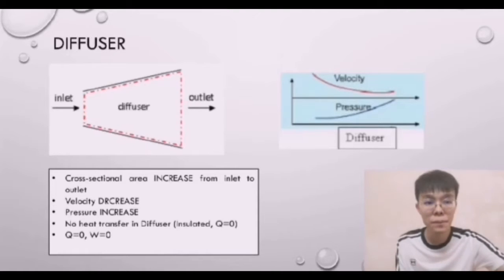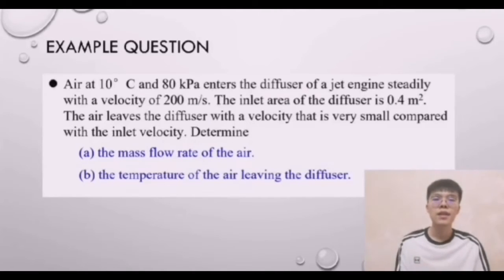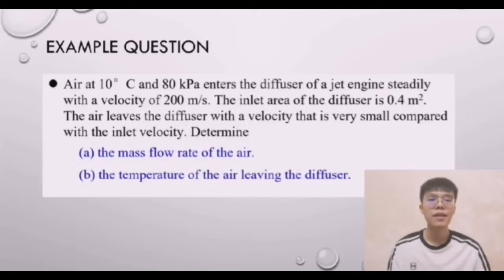Now we're moving on to a simple question. Air at 10 degrees Celsius and 80 kilopascal enters the diffuser of a jet engine steadily with a velocity of 200 meters per second, and the inlet area of the diffuser is 0.4 meters squared. The air leaves the diffuser with a velocity that is very small compared to the inlet velocity. Now we have to determine the mass flow rate and the temperature of air leaving the diffuser.